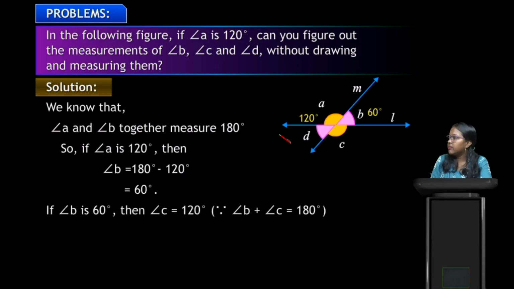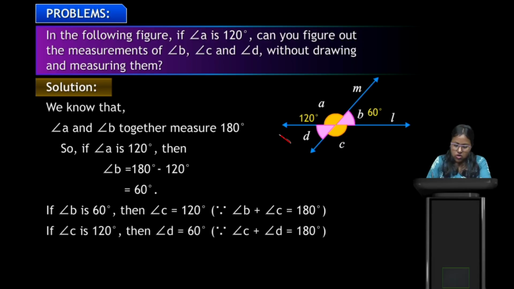Now again, angle B is 60 degrees. That means angle C is what? 120. Why? Because if you add B and C, you will get a straight angle, as this is forming the straight line M. So from 180 you have to subtract 60, and the value will be 120. So angle C is 120.